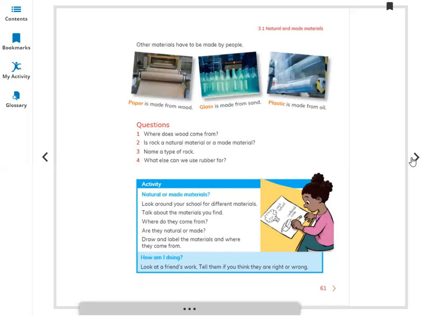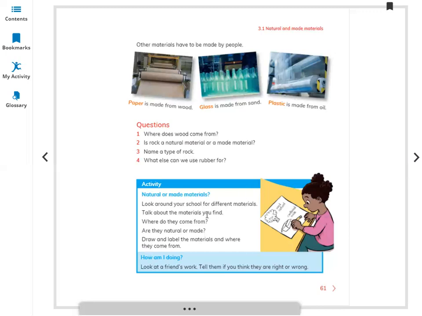What else can we use rubber for? Rubber is used as erasers. Rubber is used in tires, and rubber is also used in elastic bands. So these are different types of things we can make with rubber.